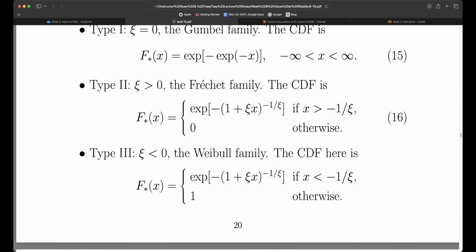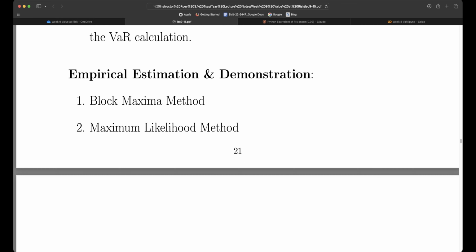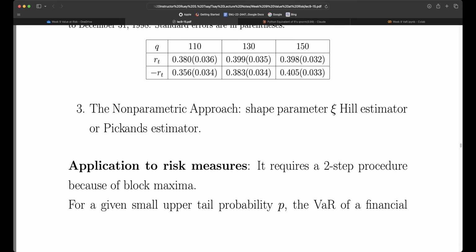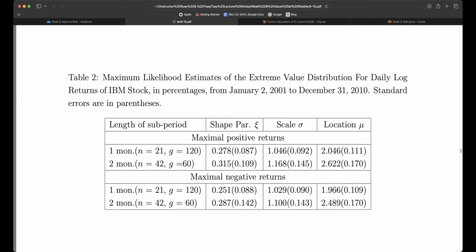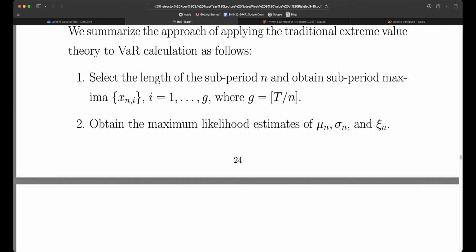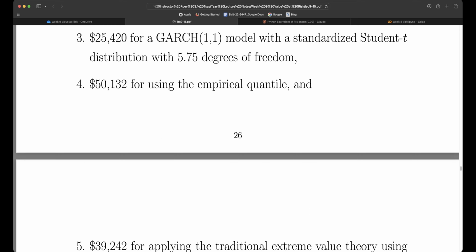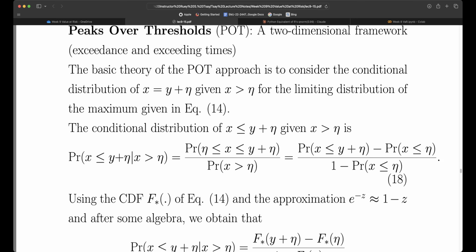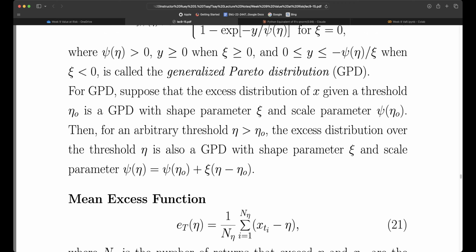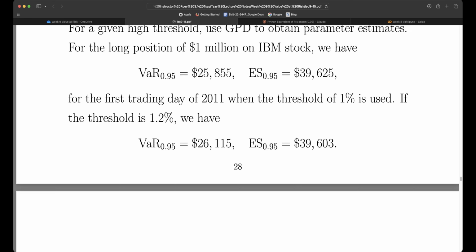Extreme value theory, we can skip this part. This is too technical, so we can skip.